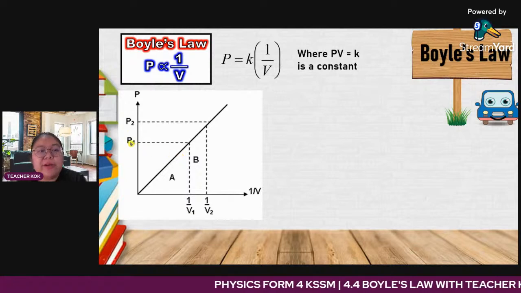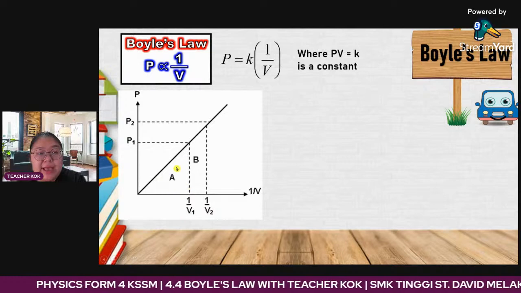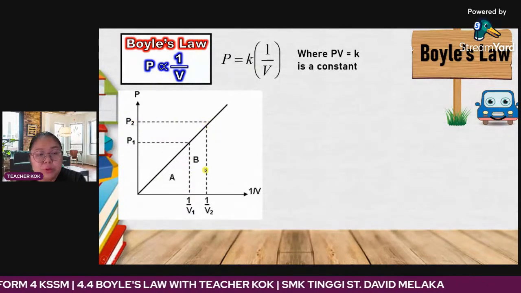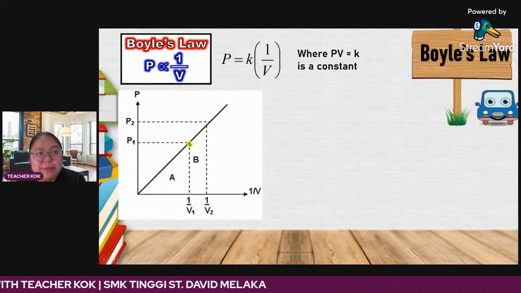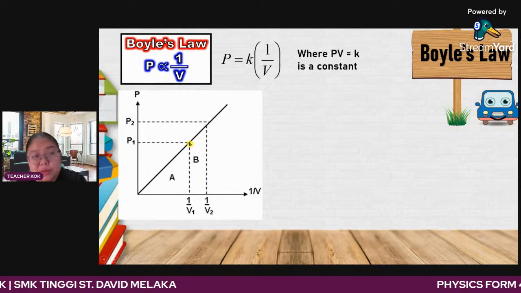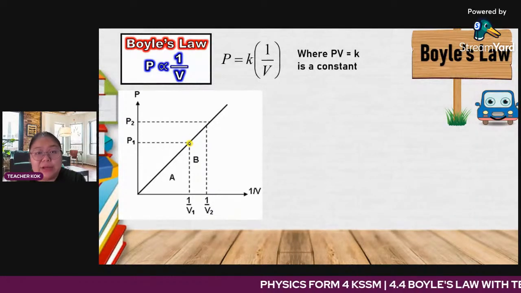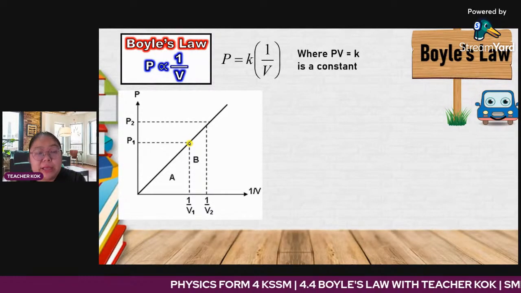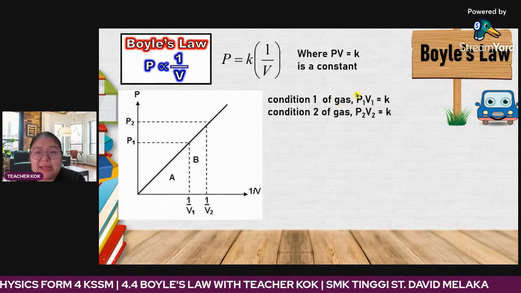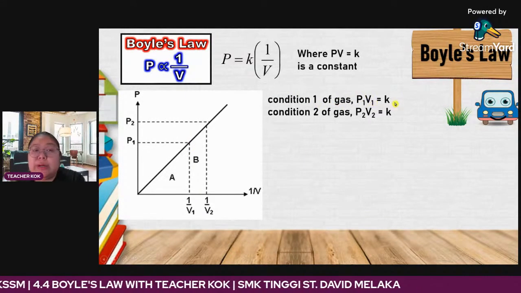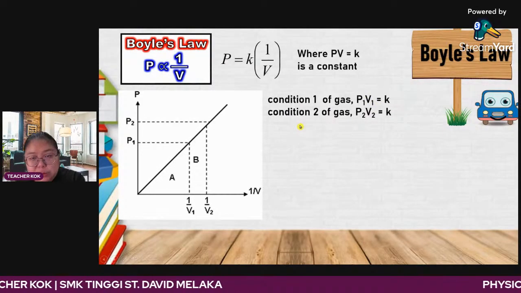So I take the first case: P1 and 1 over V1. This is case 1. Case 2, we also plot a point on the same line, and when you find the gradient, there's the same answer. So we call this K, the gradient. Now I can create the equation. Condition 1 of the gas: P1 V1 equals K.